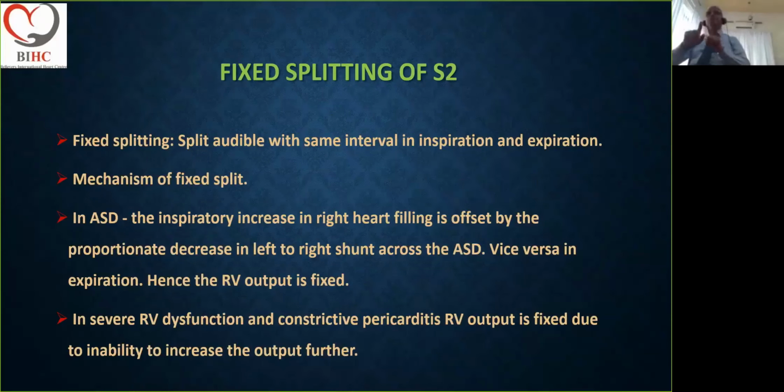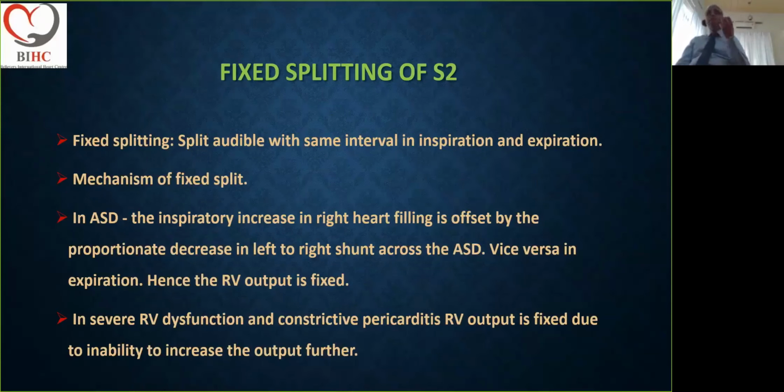So the extent to which P2 is delayed, mind you, because there is a greater volume for sure, and the extent to which the P2 is delayed remains the same in inspiration and expiration. Hence your fixed split. So this explains it for ASD. But if you have a condition where the RV is too weak or too limited in its expansion ability, it will also have a fixed split.